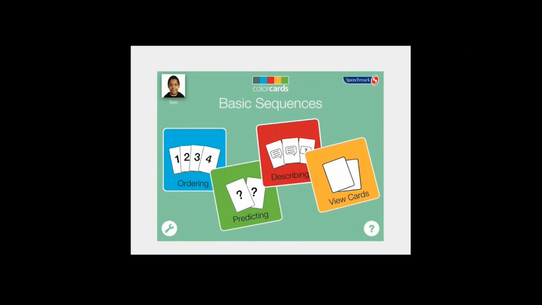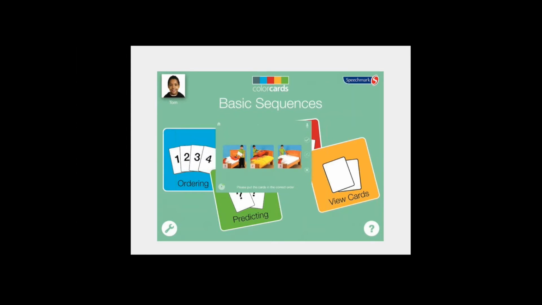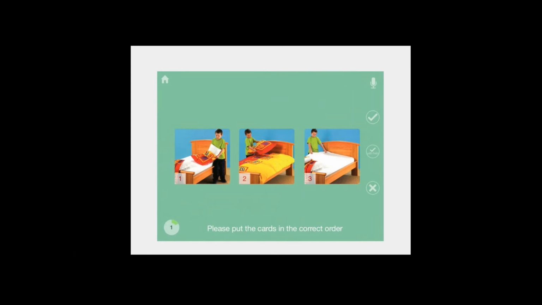Right, so let's explore some of the tasks that are available. I'm going to go into ordering. You can see here I have 3 pictures, in this case of a boy making a bed, and the client is tasked with moving the pictures into the correct order. So I can move them about on the screen and put them in the right order, and then that will tell me whether I'm right or wrong.